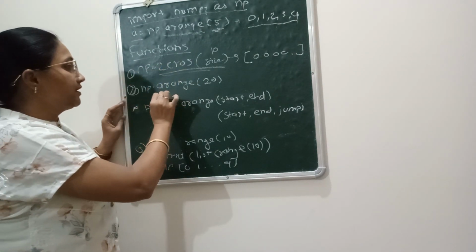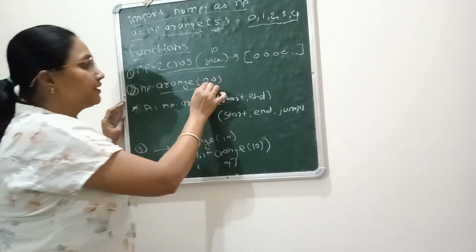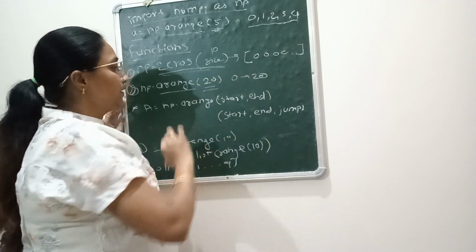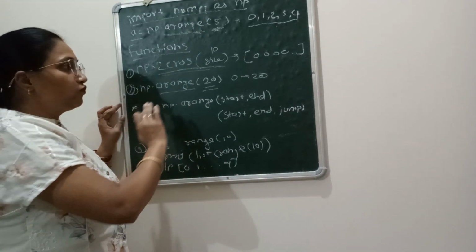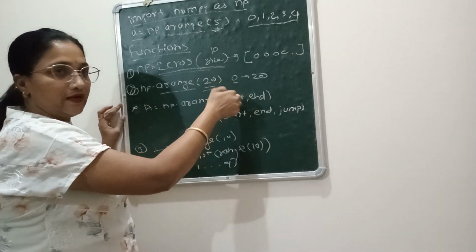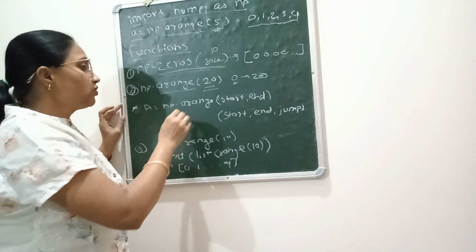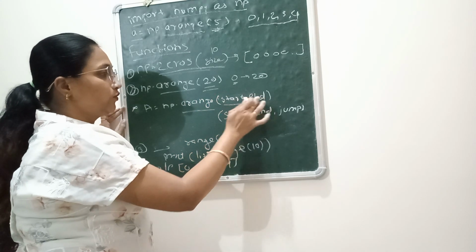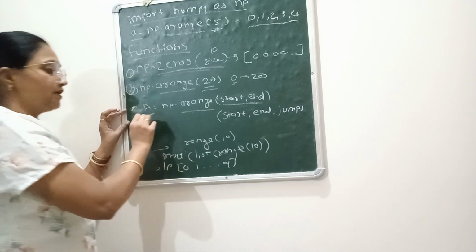Next is arange, we know. It will create an array of 20 elements starting with 0, so from 0 to 20. Now suppose I don't want the array to start with 0, I want to start with some other number. So here we have one more option in this function. We just have to input the parameters to np.arange and assign it to some array.